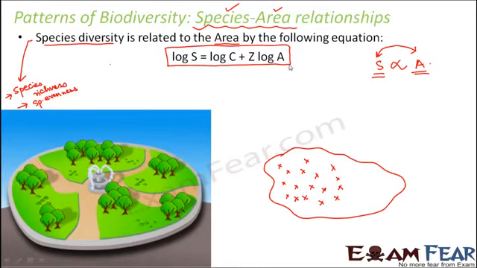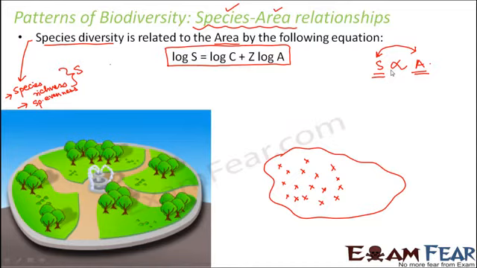Now you might be quite surprised that from where so many things came up: S, C, Z, A, and we were just talking about two things. S, that is species diversity, and the second was A, that is the area. So let us see what these are. Here the species diversity is mainly denoted by species richness, which we have denoted as S. So S is directly proportional to A, the area explored.